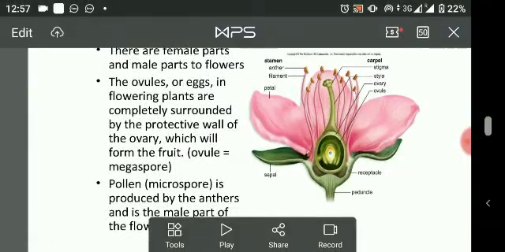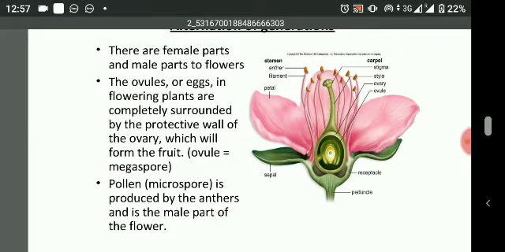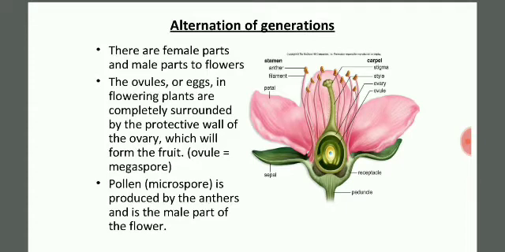Alternation of generations. As you see in this picture, the flowers can be stamen. It has stamen. It has stigma. Stamen is part of male part of a flower. Stigma is female part of a flower. In this picture, stamen has anther and filament. Inside the anther, there are pollens. Stigma, which is female part of the flower, consists of style, ovary, and ovule.